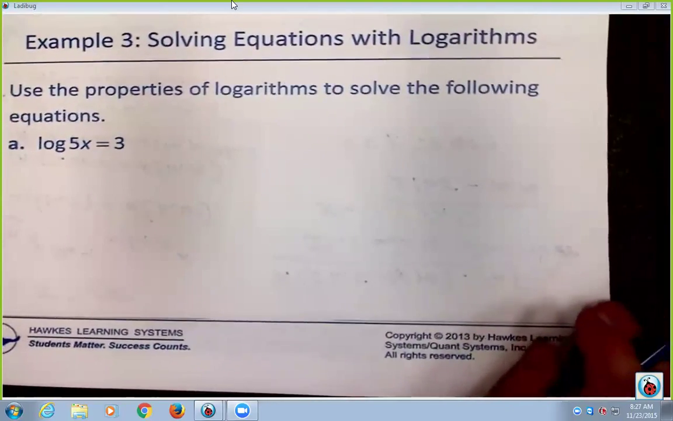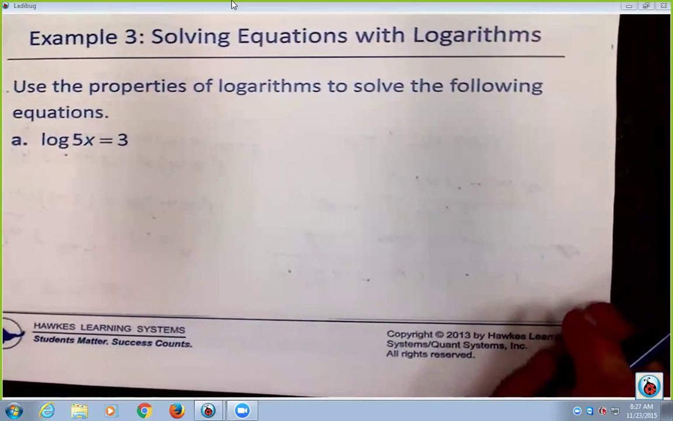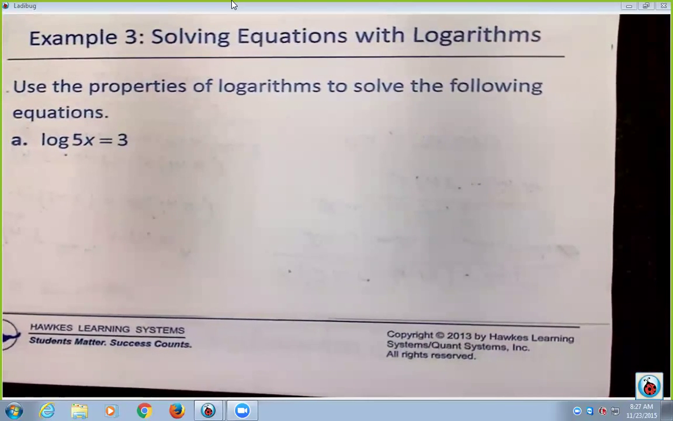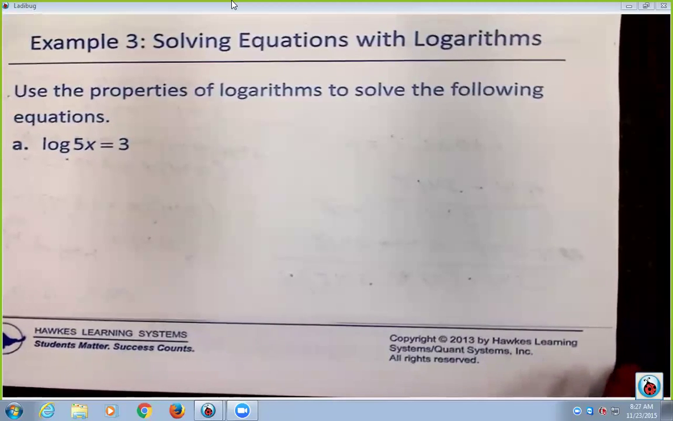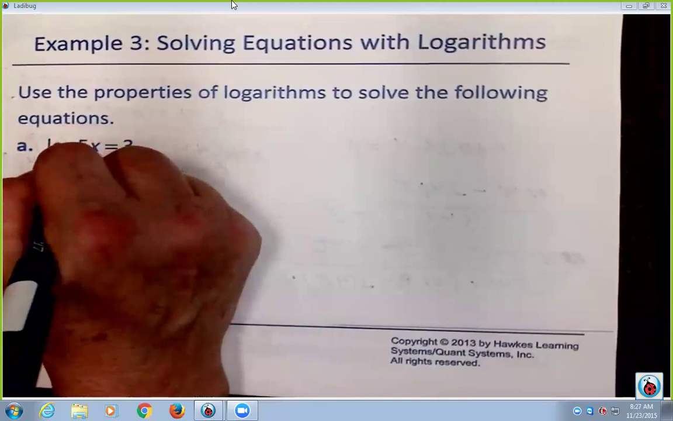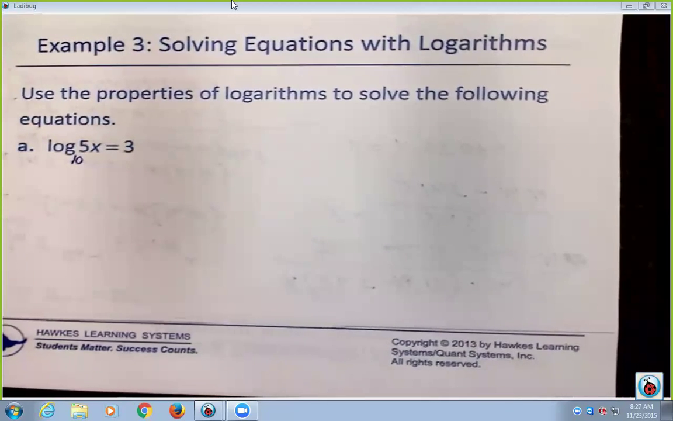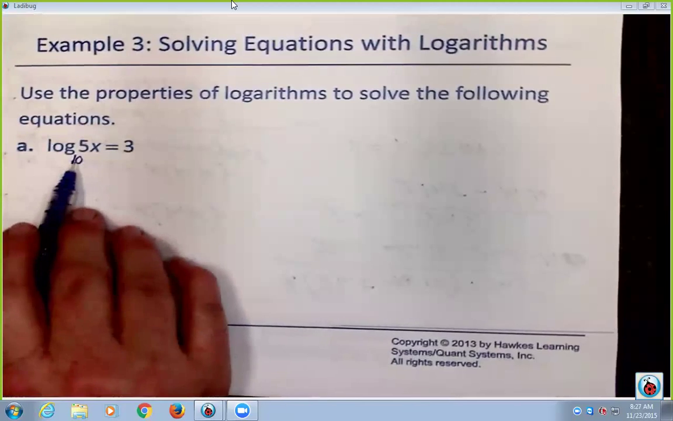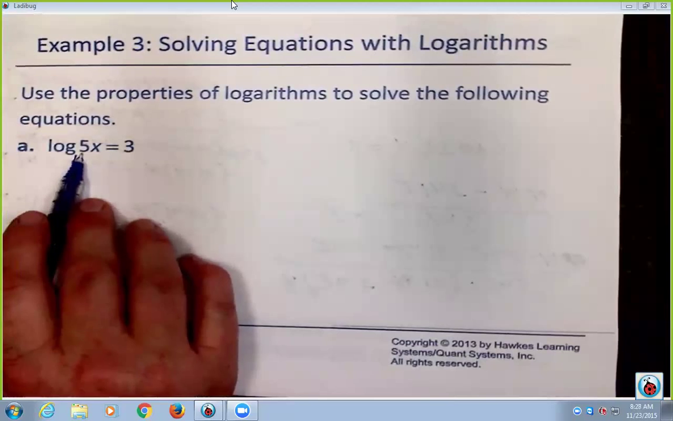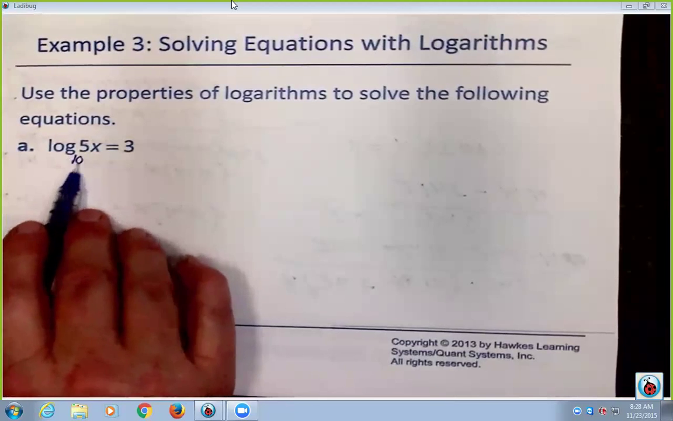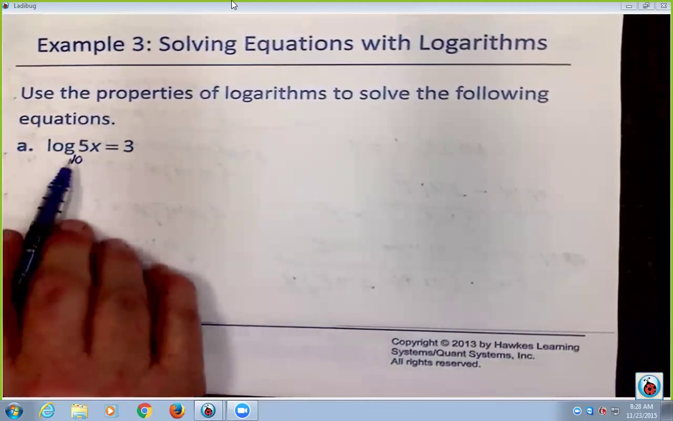Okay, now we're shifting gears a little bit, where we now have logs involved, and we're no longer just working with exponential stuff. We're working with our log values. So what do we have? Well, the other day when we were working with these things, remember I told you there's a 10 right there with every log? Every log has a 10 if you don't have a number there. If there's a 6 there, then it's a 6. But normally, if you just have a straight log, you've got a 10.